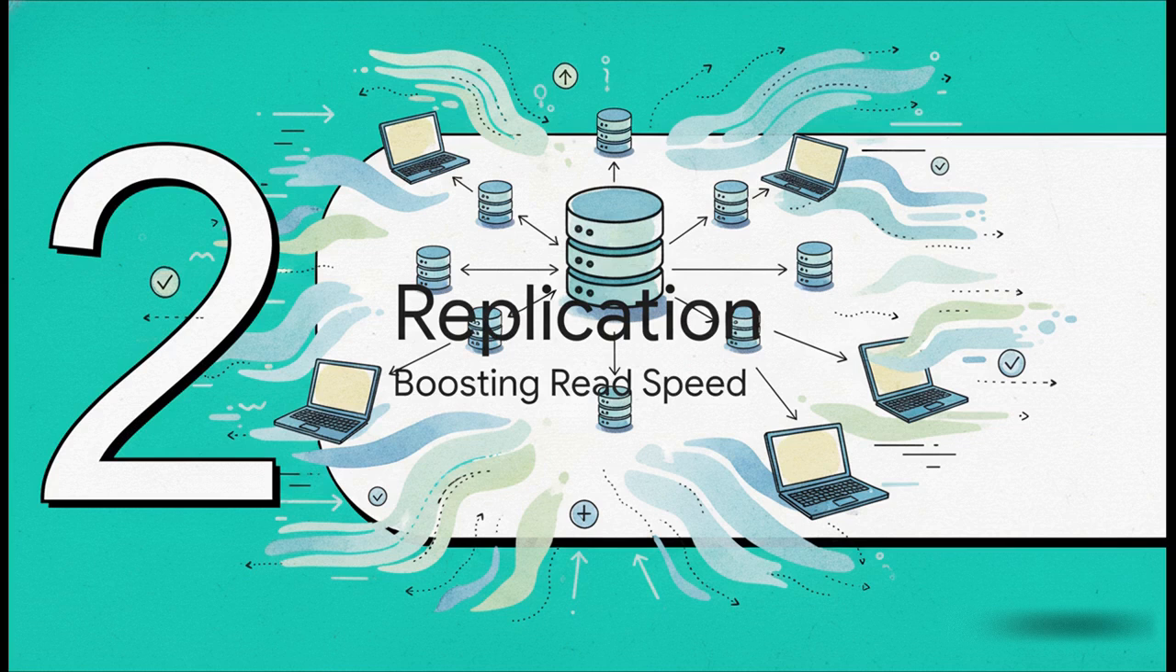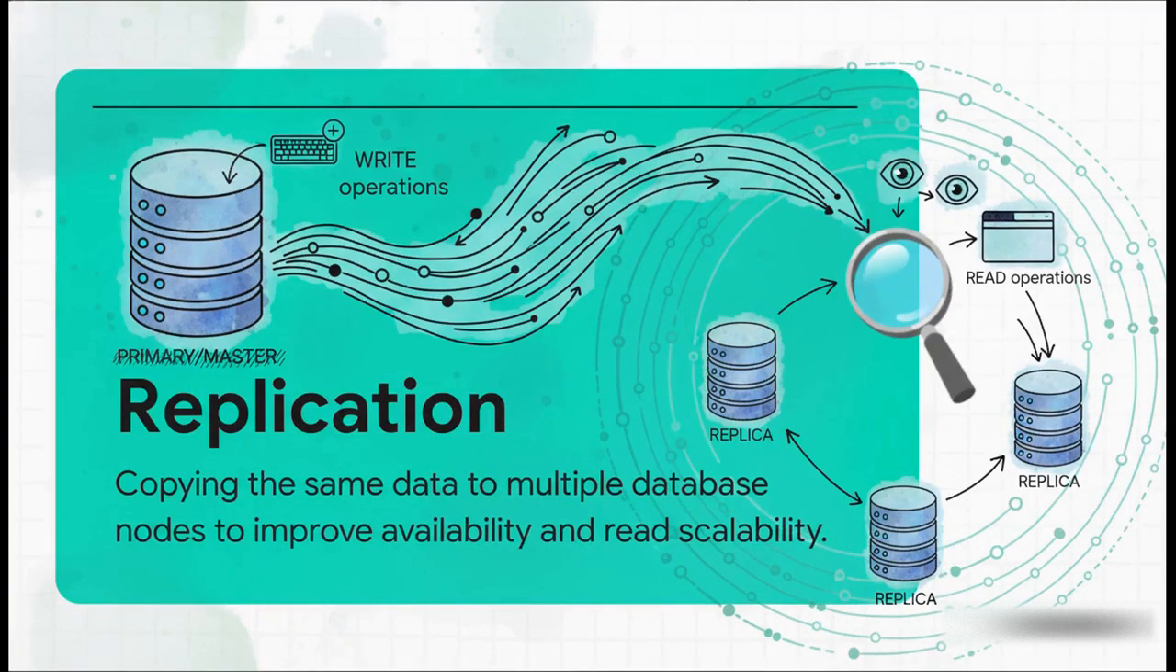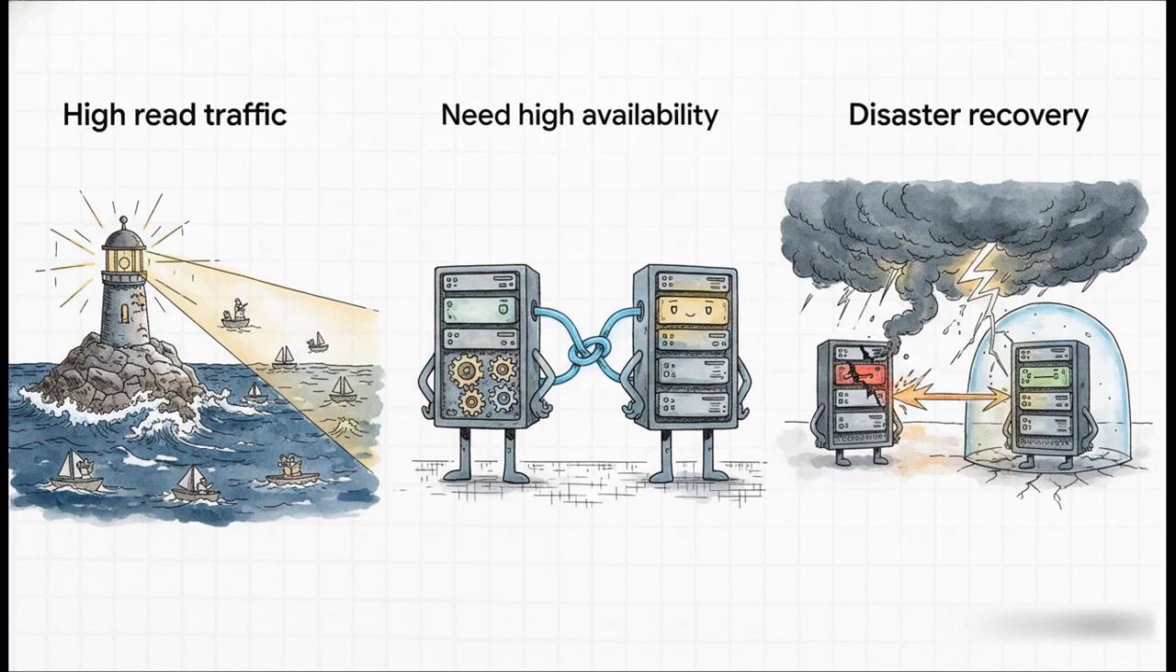This technique is all about boosting your availability and handling a flood of read requests. The concept here is actually pretty simple, but it's super powerful. Make copies. You've got one main database, often called the primary or the master, that handles all the write operations, like a new user signing up. Then you create one or more identical copies, we call them replicas, that handle all the read operations, like users just browsing content.